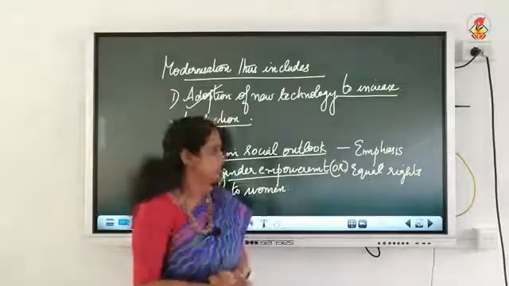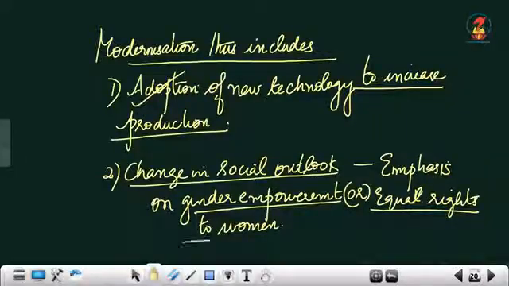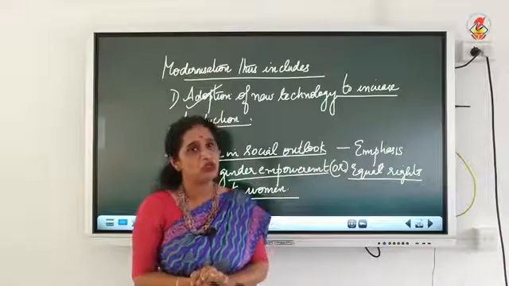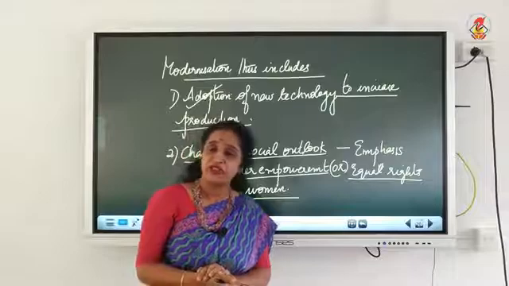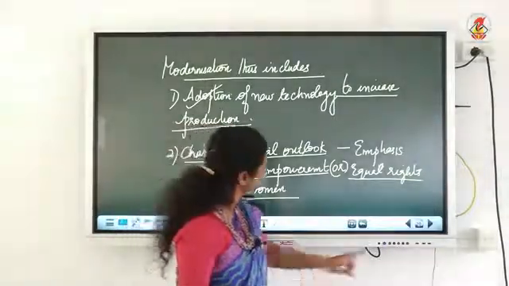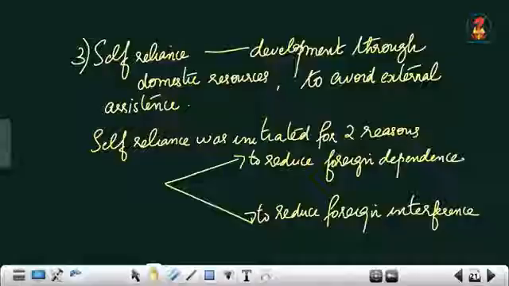Gender empowerment means equal rights for women also, so that they also come out with their new ideas and play their role in the society for the upliftment of the economy. So the modernization, the second goal of 5-year plan involves two things: adoption of a new technology and change in the social outlook. Now we will move on to the third goal of 5-year plan, that is self-reliance.